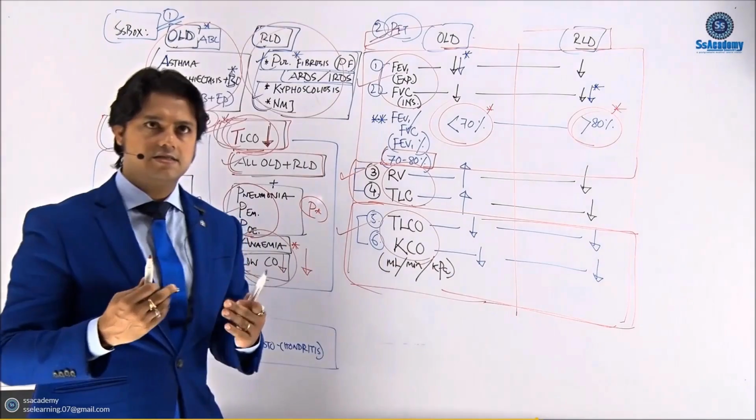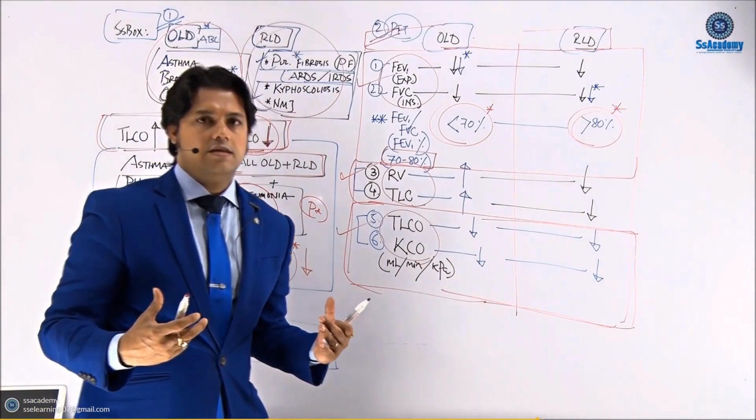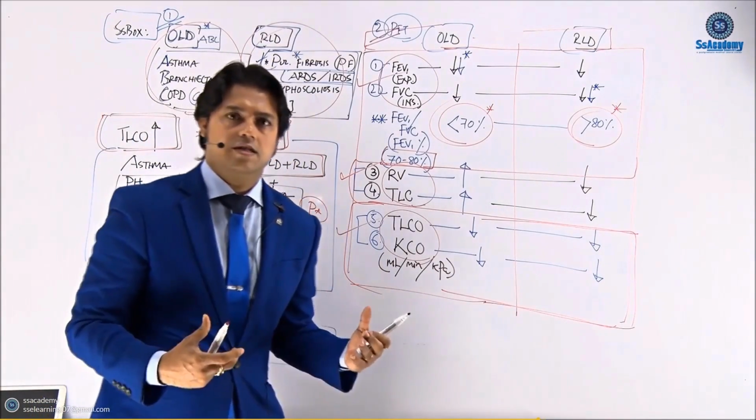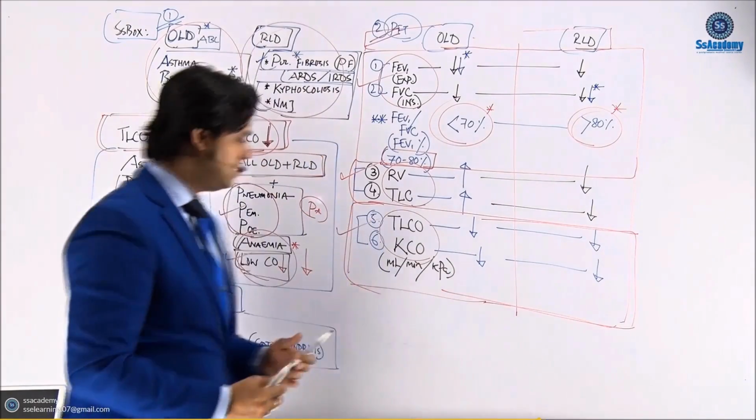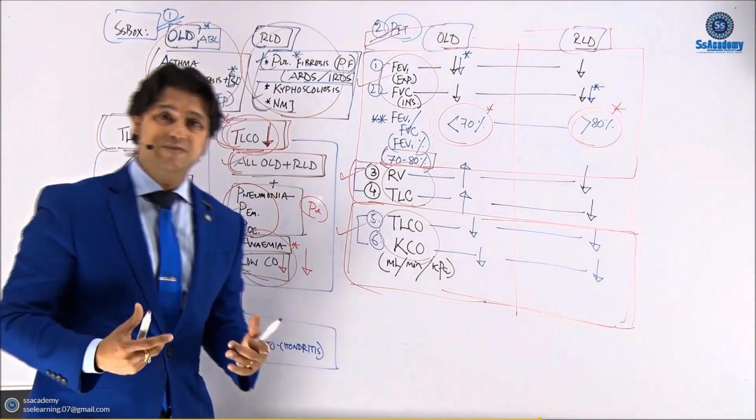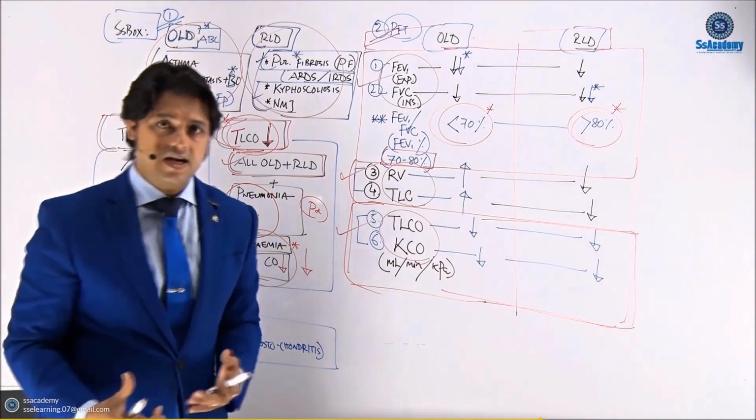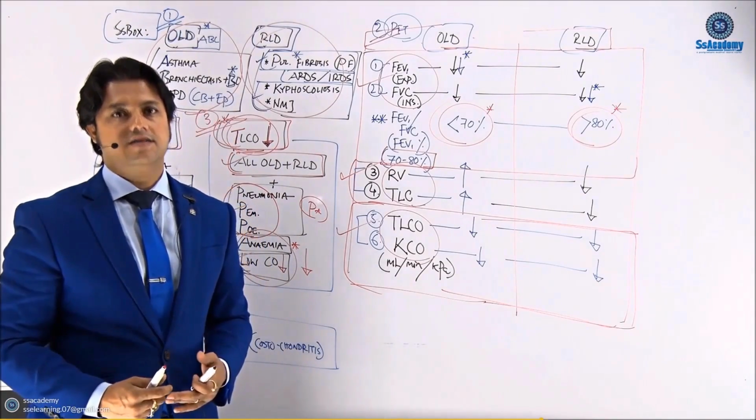The second bundle pack is, yes, pneumonia. Next, pulmonary edema, then pulmonary embolism. Must remember. And the third pack is the anemia: less blood and less cardiac output also reduce the TLCO.